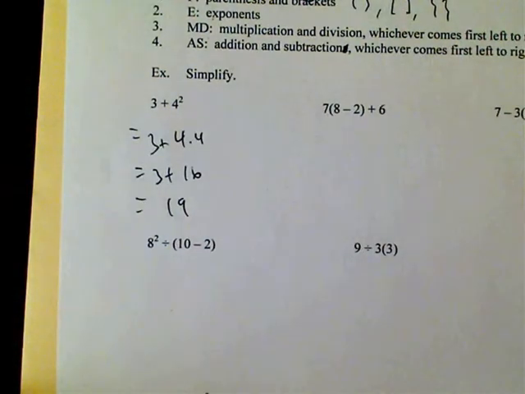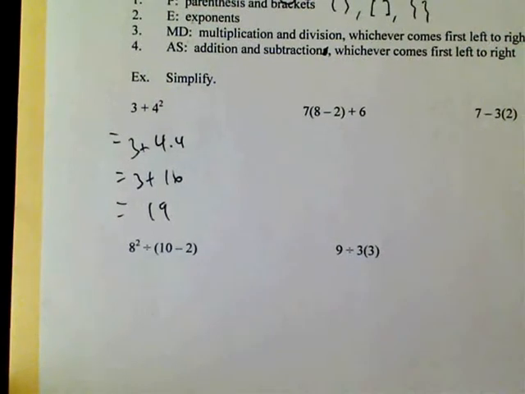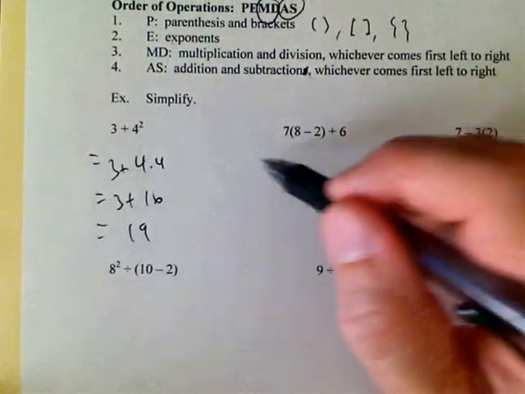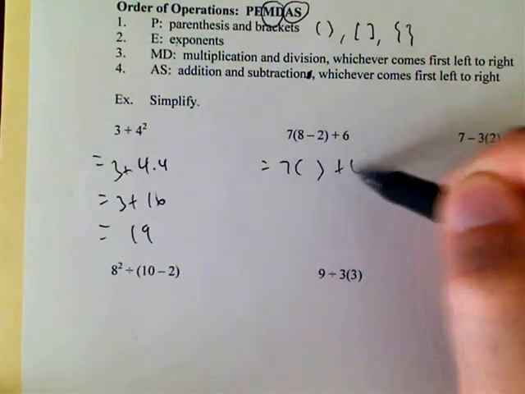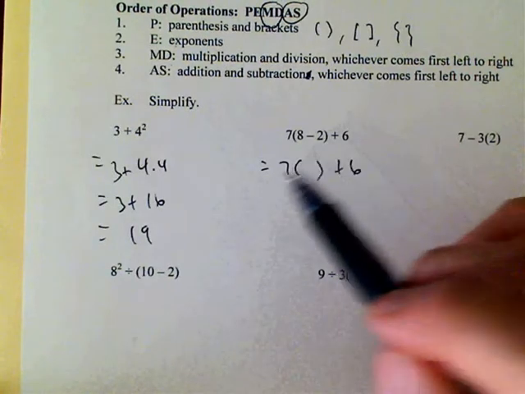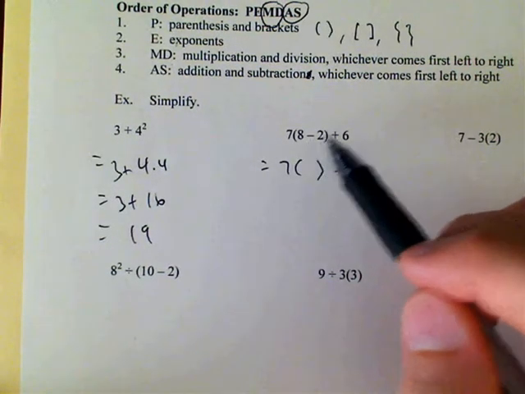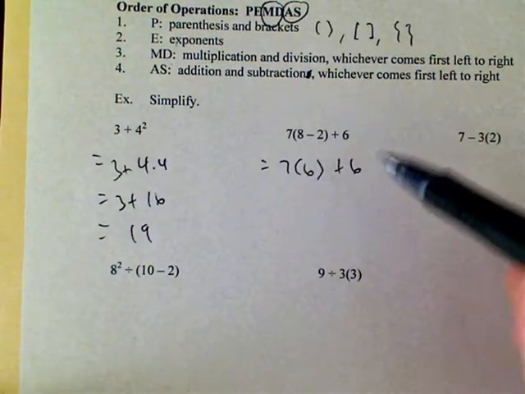If you do the order, you won't miss these, and you'll find out these are probably a whole lot easier. If you don't do the order, you probably get big numbers that you don't want to see. Let's look at this one. First thing we see is parentheses. We want to simplify inside parentheses first. Notice how I do this. I'm writing down everything that I'm not using, and I'm going to focus on the parentheses. 8 minus 2 is 6.